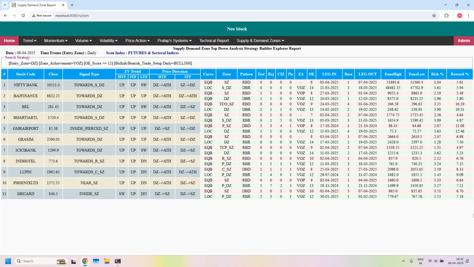All 11 are supporting bullish trade setup for monthly income trade. That means entry time frame zones are daily demand zones. That is what you have to say: daily entry zone, demand zone. Out of these 11, we can further filter high probability trade setup supported daily demand zones.